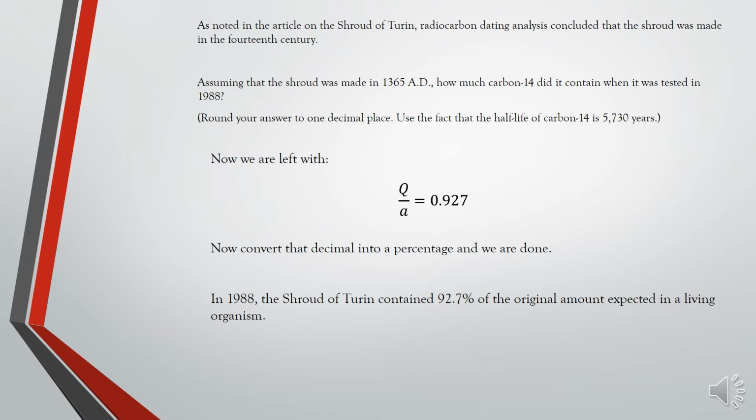So we're left with Q divided by A equals, and I've rounded it to 3 decimal places, so that's 0.927. Now I need to convert that into a percentage because that's going to tell me the percent of carbon-14 that was remaining. So moving that decimal 2 places to the right, that tells us that in 1988, the Shroud of Turin contained 92.7% of the original amount of carbon-14 expected in a living organism.